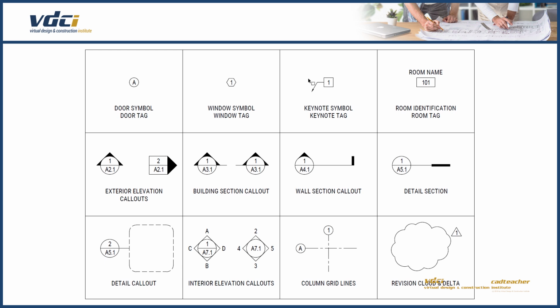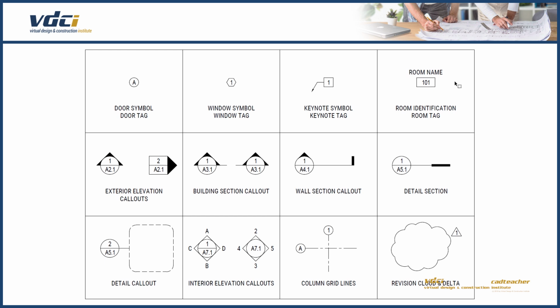You will see many keynote symbols on a floor plan. These are typically callouts where you'll have a number in a box. There will be an arrow that will point to something, and on the keynote schedule will be a list of all of the components that are using this keynote tag. We also have room IDs. With the room IDs, you'll typically have the name of the room and the room number.